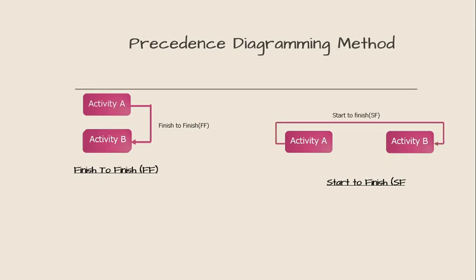A logical relationship in which a successor activity cannot finish until the predecessor activity has started. For example, a new accounts payable system, which is a successor activity, has to start before the old accounts payable system can be shut down, the predecessor activity.